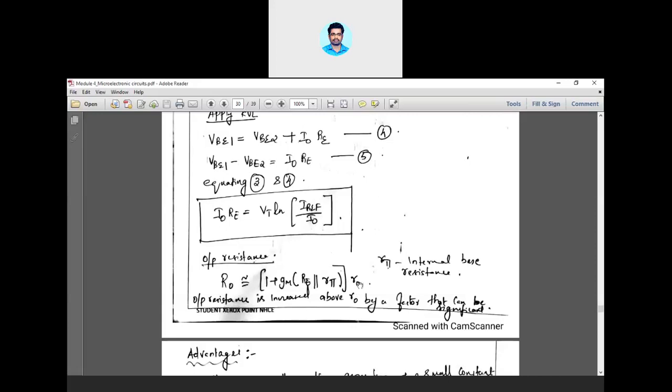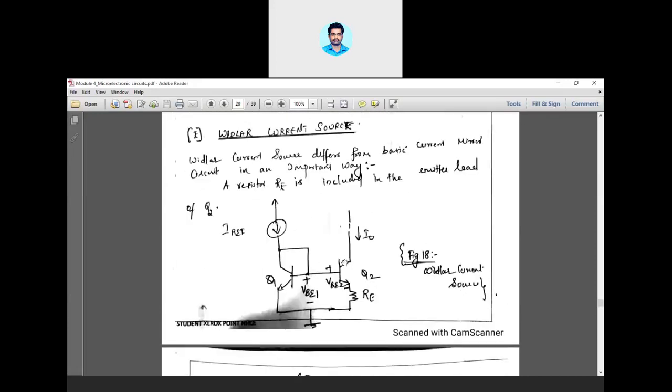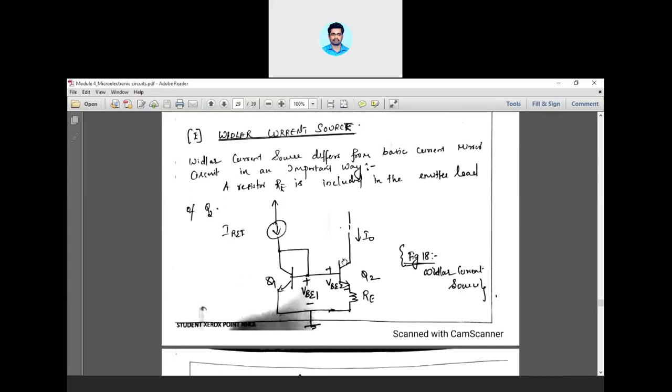Got the point? Okay. So once again, I'll repeat. This is a Widlar current source where he has used only two transistors and one resistance. So by appropriately designing the value of the resistance RE, he will be able to design any value of output current from the reference current.